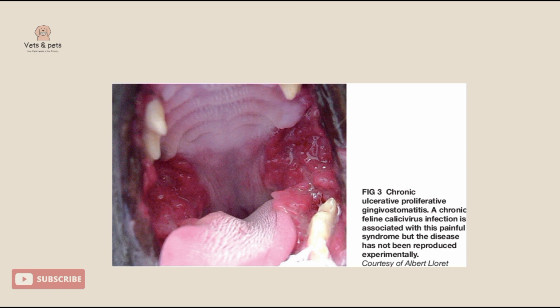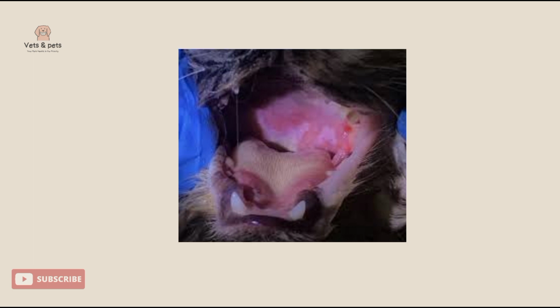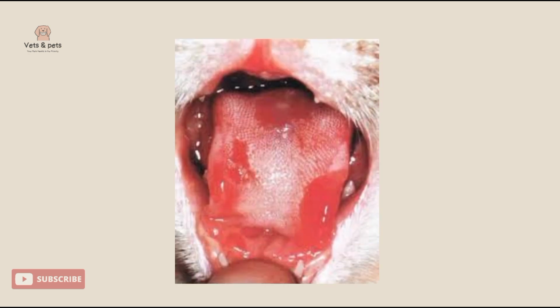Diagnosis depends on various factors. In most cases, diagnosis is based on the characteristic clinical signs, especially if ulcers are present. Diagnosis may be confirmed by collecting samples of discharge from the mouth, nose, or eyes and submitting these samples to a laboratory for specialized testing such as, first, viral isolation and identification; second, PCR; third, immunohistochemical staining.